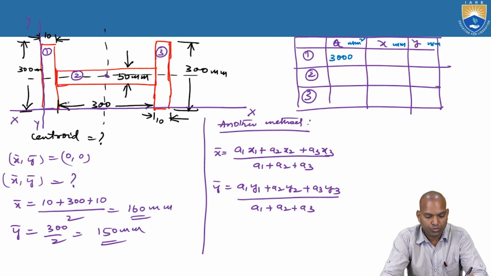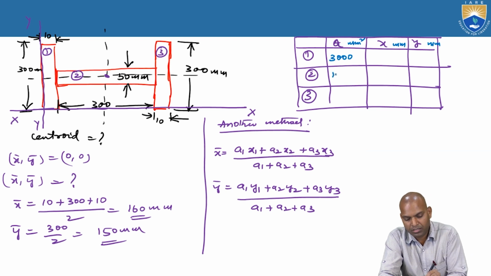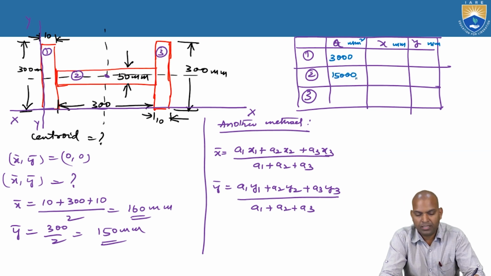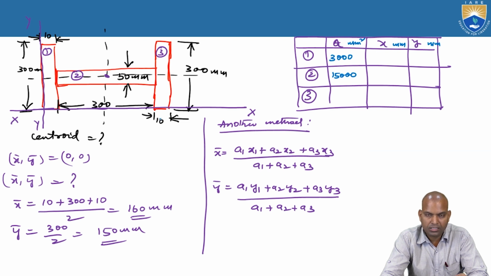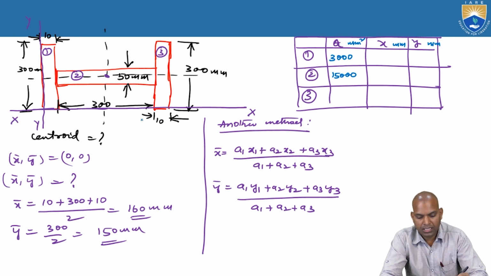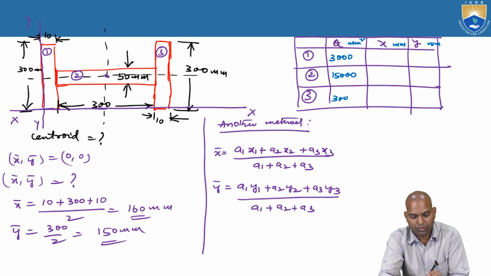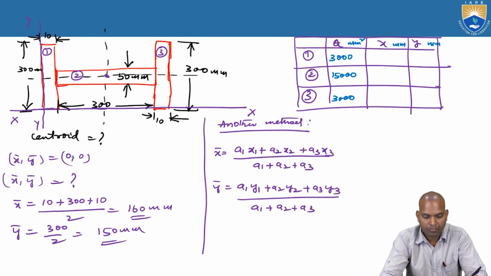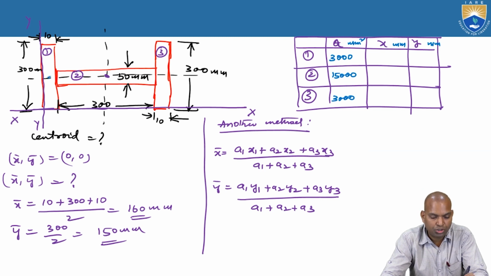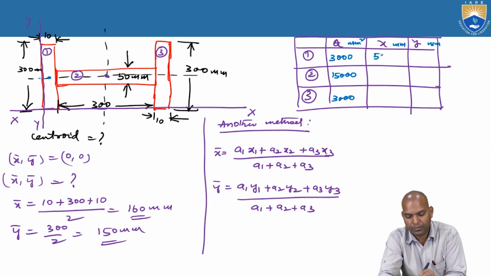What about a2? It is 300 times 50, that is 15,000 square millimeters. A3 is a rectangular section, 300 times 10, that is 3000 square millimeters. Now coming to X in millimeters, that is X1. What is X1? It is the horizontal distance from the vertical reference axis to G1, the section's horizontal distance. That is 10 by 2, 5 millimeters.